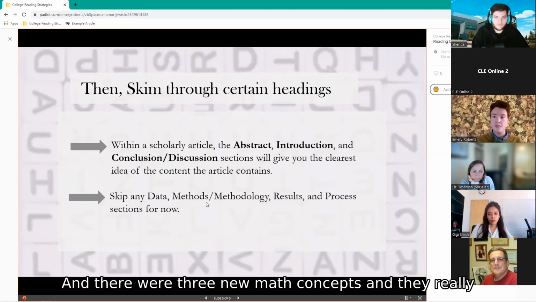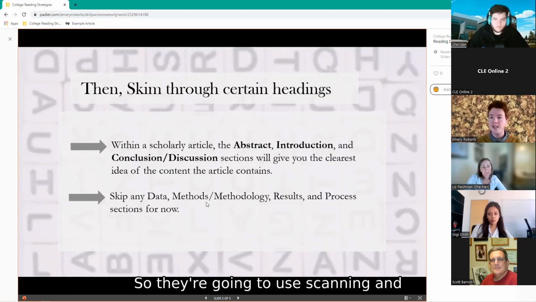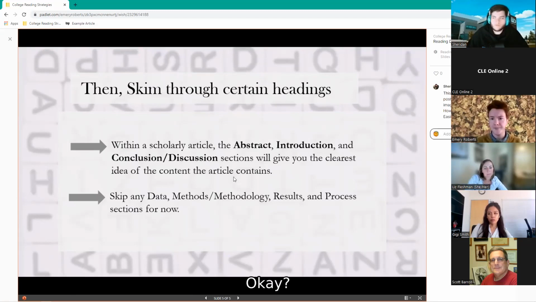Inside of a textbook, the skimming might look like a student attended class and there were 3 new math concepts and they really felt like they got the first 2, but not the third. So they're going to use scanning and skimming to figure out which parts of the textbook just talk to that third thing that they didn't quite understand. Okay.